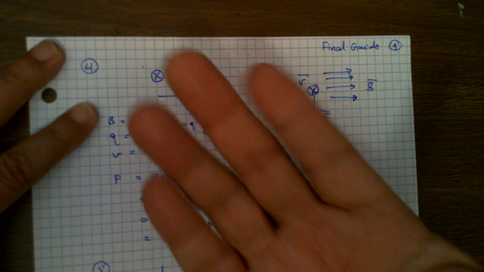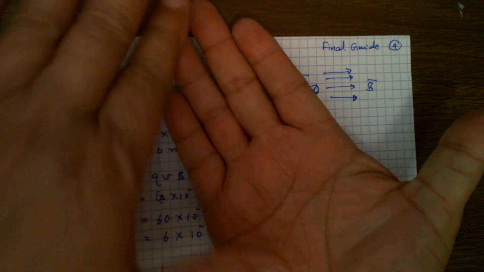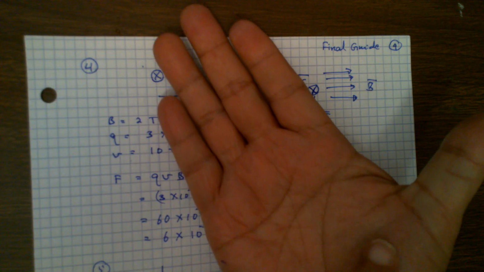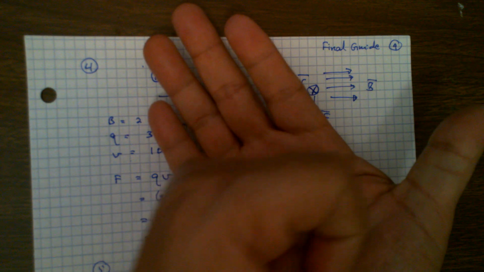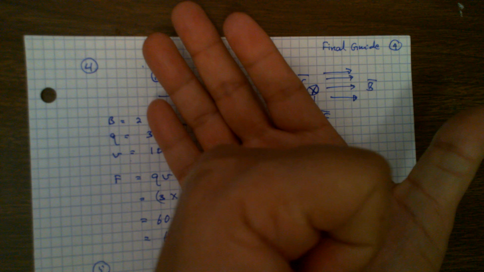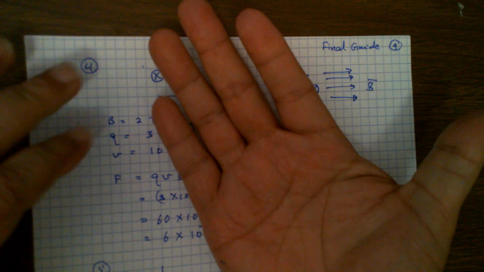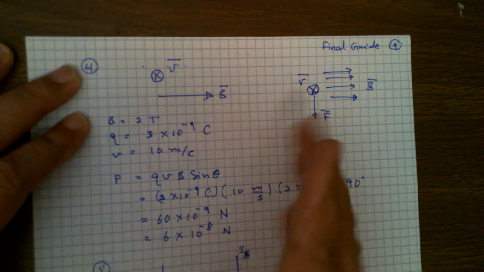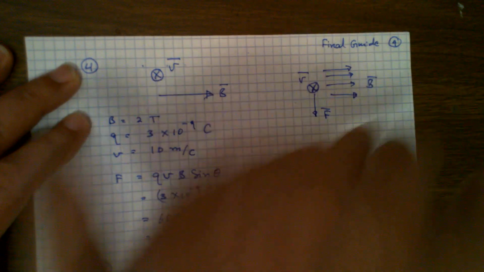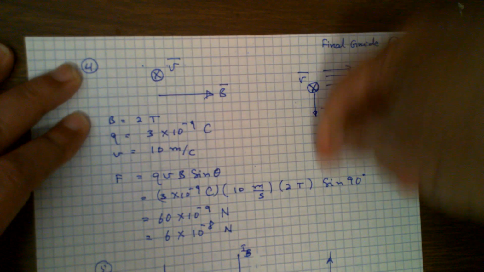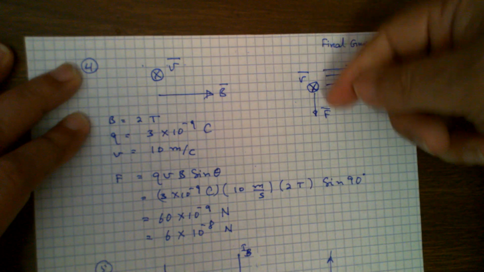The right-hand rule says that if the magnetic field is along the direction of your fingers, and the velocity of the charged particle is along the thumb, then the force is coming upwards from your palm, for positive charges. So in this case, the magnetic field is going to the right, velocity is going into the page, so the force will be going downwards.